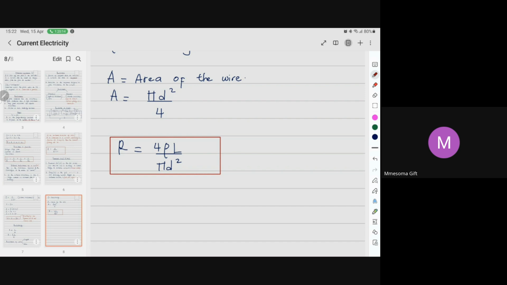So I've introduced what your resistance is dependent on. The resistance of a material depends on the length of the wire. It also depends on what again? The area of the wire, right?